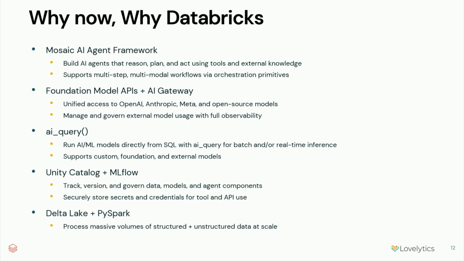Unity Catalog and MLflow help you track, version, and govern the lifecycle of your models or agents. And of course, they allow fine-grained permission controls and access controls on your data. And of course, Delta Lake and PySpark allow for inference and orchestration at scale.